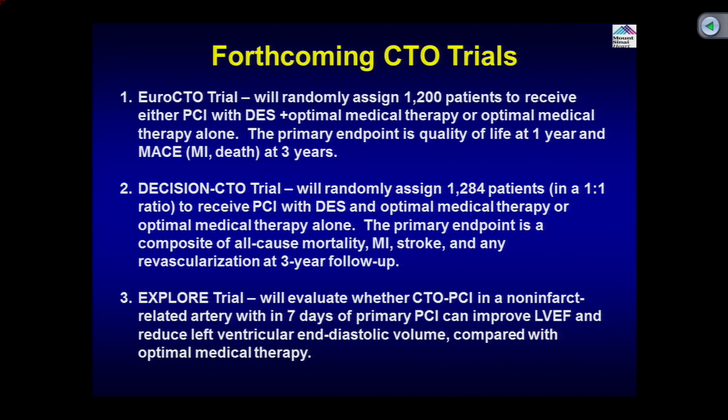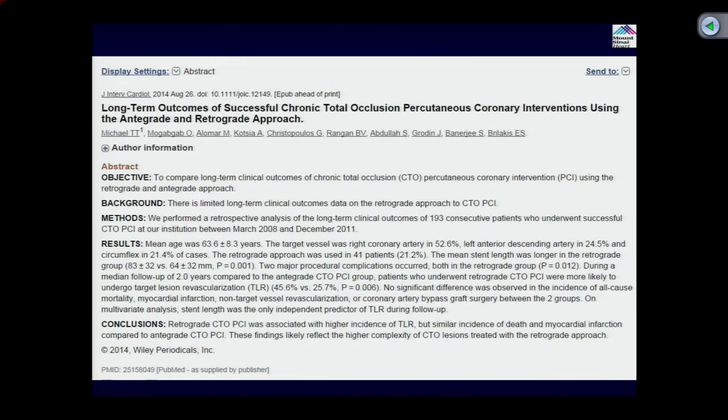And the Explore CTO trial is for patients with the STEMI or non-STEMI who have a totally occluded vessel. Should you open the non-infarct related artery or just leave it alone? So these really will tell us in the near future where we will be.